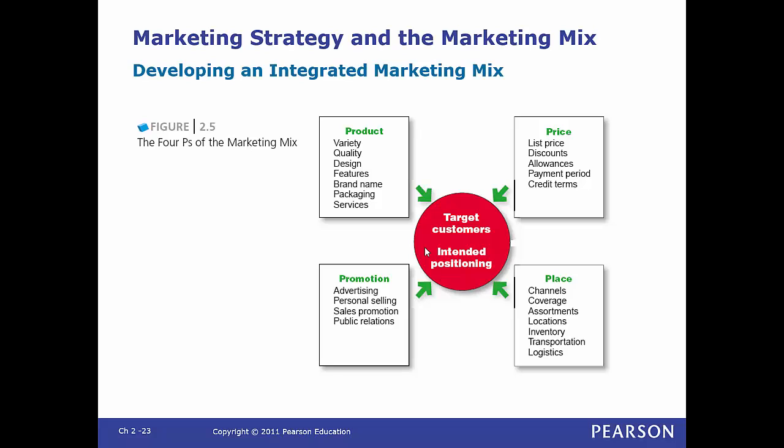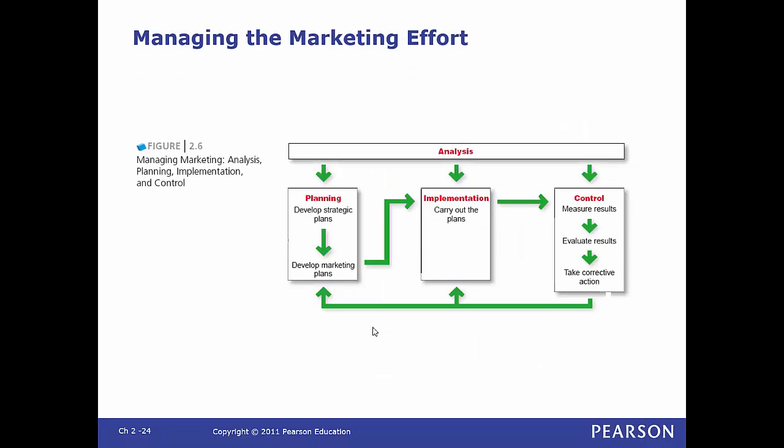And finally, the place, that means where should we put the products and how much we will put in that place. So it contains a lot of decisions like, for example, the channels of distribution, the coverage, the assortment, locations, inventory, transportation, and logistics.